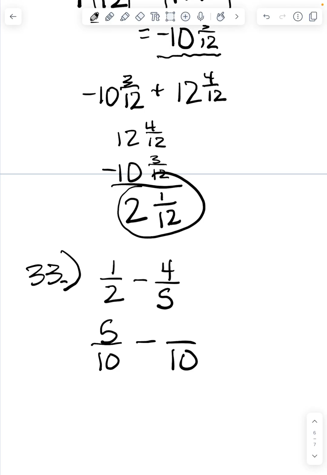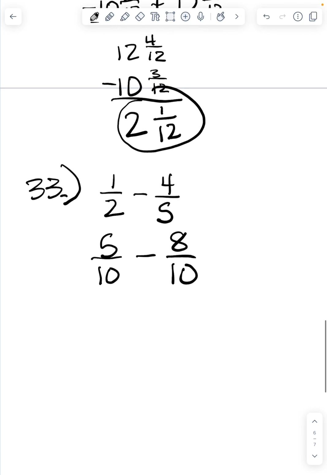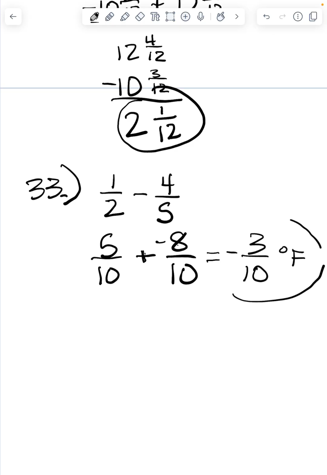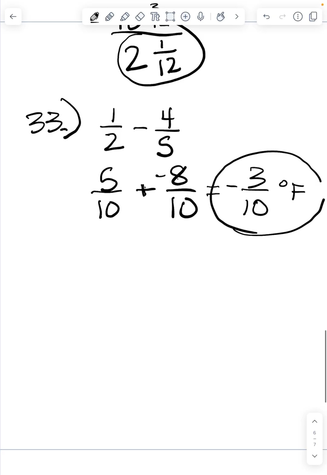So 5/10 and 8/10. So now that we have our common denominator, we're going to do the numerators. 5 minus 8 is like plus the opposite here. So 8 minus 5 is 3, and keep the sign of the bigger one. So it'd actually be -3/10 degrees Fahrenheit.